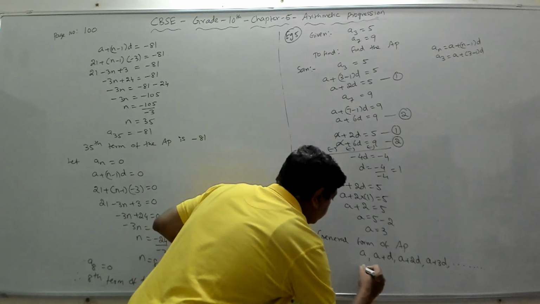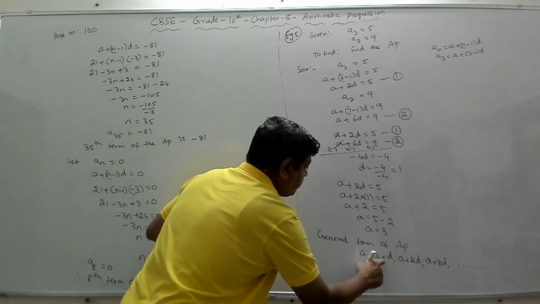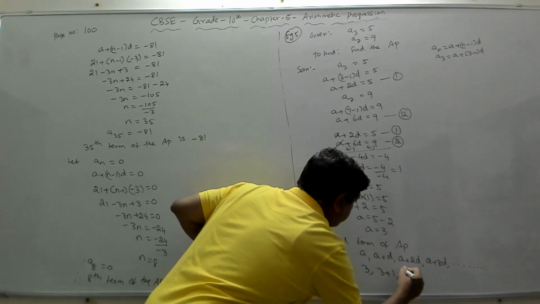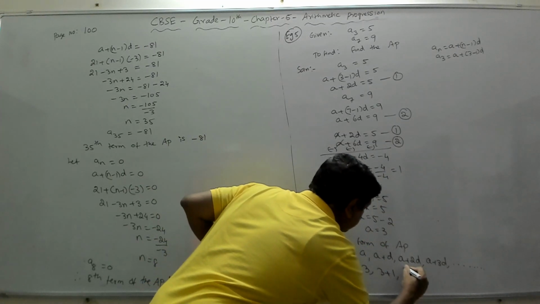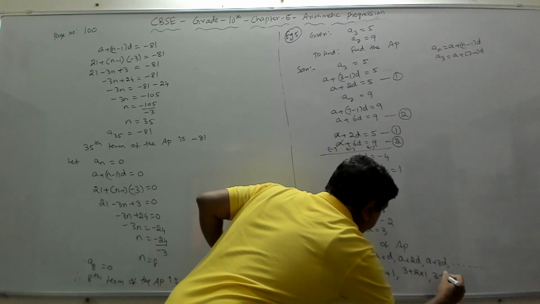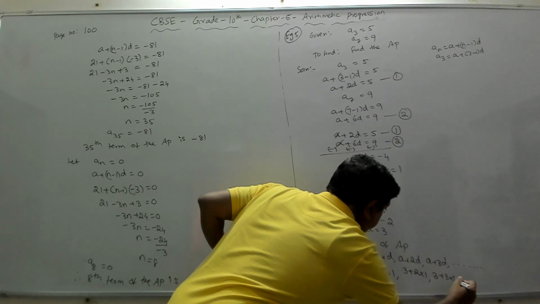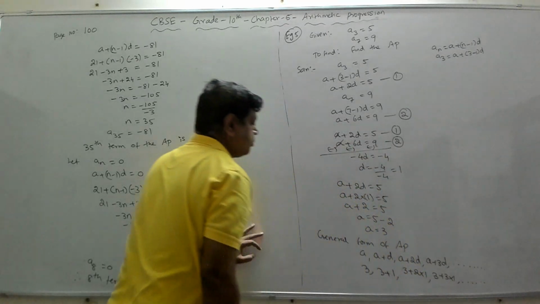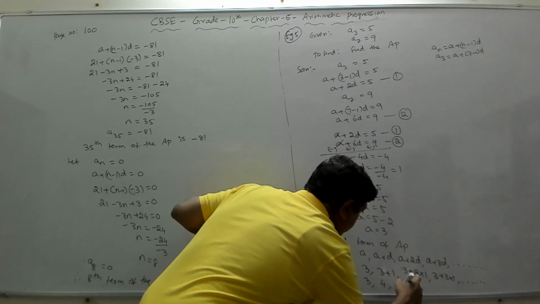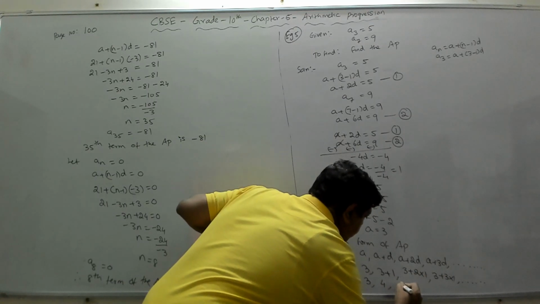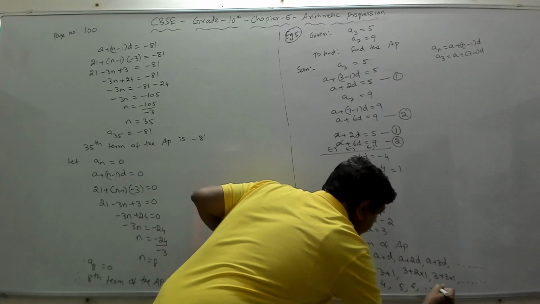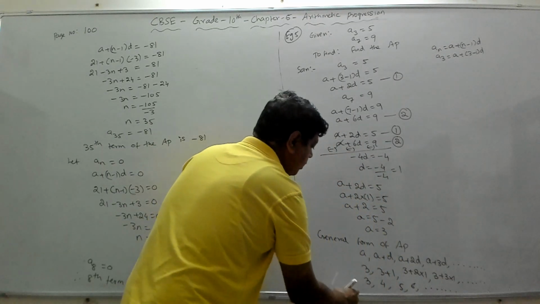So A is 3, comma, A plus D: 3 plus 1, comma, A plus 2D: 3 plus 2 into 1, comma, A plus 3D: 3 plus 3 into 1, comma, dot dot dot. Now what will this become? This becomes 3, comma, 3 plus 1 is 4, comma, 2 into 1 is 2, 2 plus 3 is 5, comma, 3 ones are 3, 3 plus 3 is 6, comma, dot dot dot. So your AP is what?